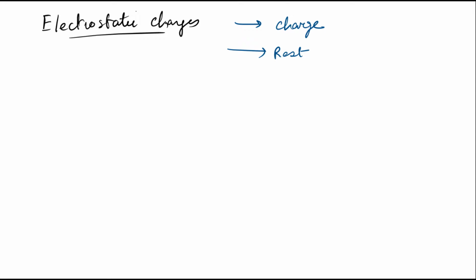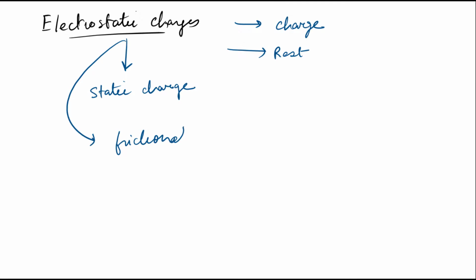So static means not moving, and charges means charge, that is positive, negative or neutral. Basically electrostatic charge is also known as static charge, and there is one more name: it is also known as frictional charge. So electrostatic charge is known as static charge, and sometimes it is also known as frictional charge.